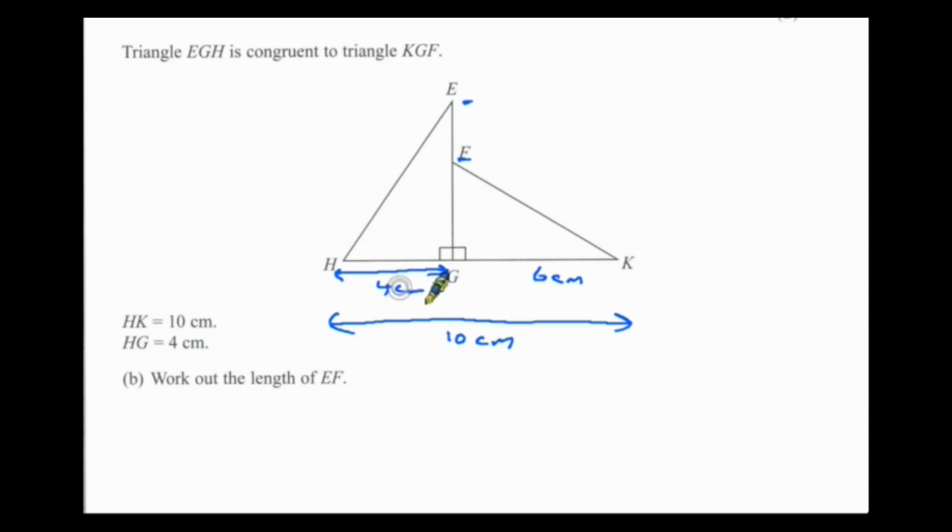We now have everything that we need, because if the two triangles are the same, this means that if GK is 6, then G to E must also be 6 centimetres. Similarly, if the short side of the triangle here is 4 centimetres, then this side here is also 4 centimetres. So to work out the distance between E and F, it is simply 6 take away 4, there must be 2 centimetres between E and F.